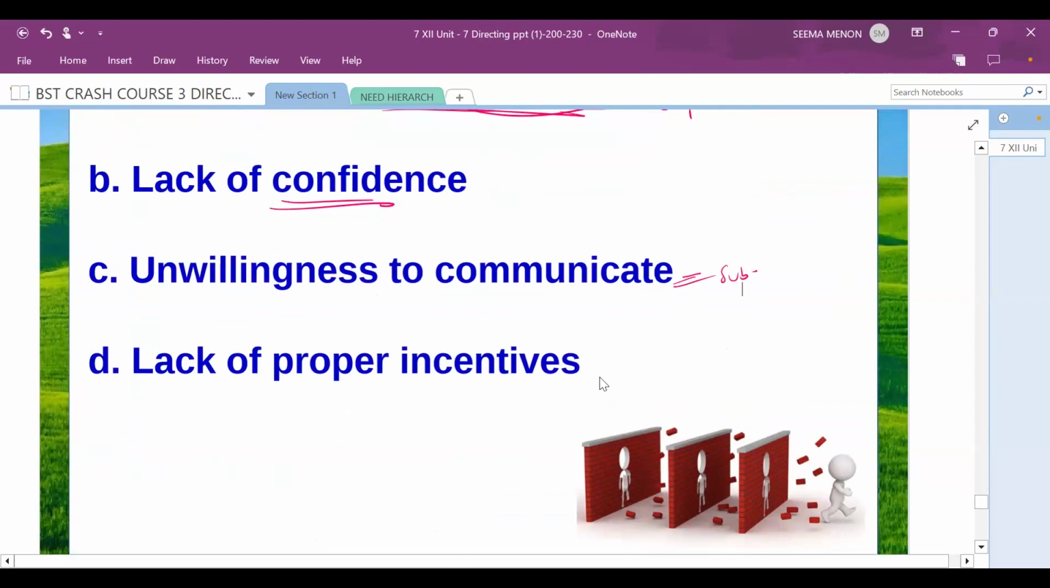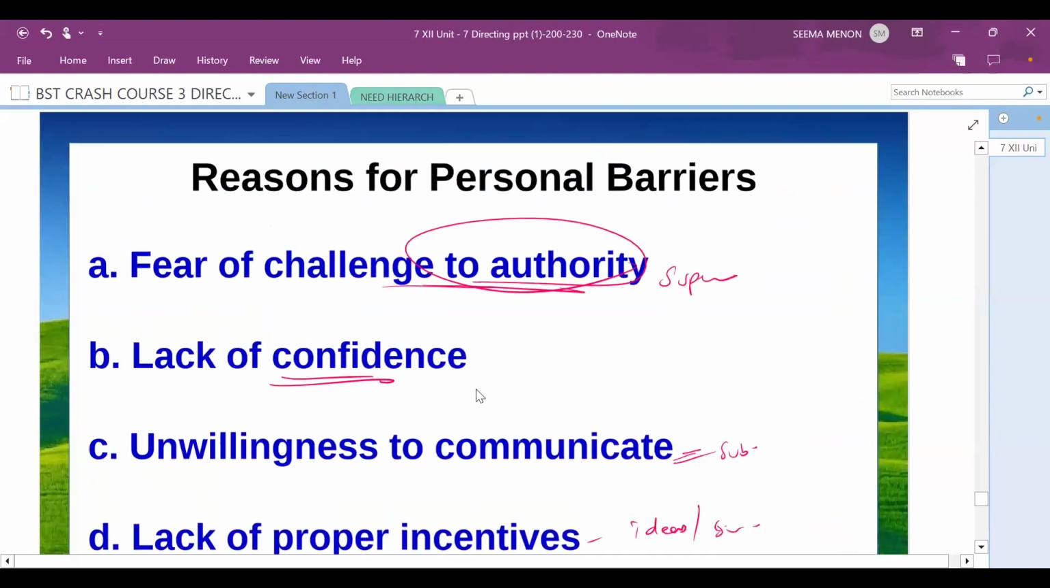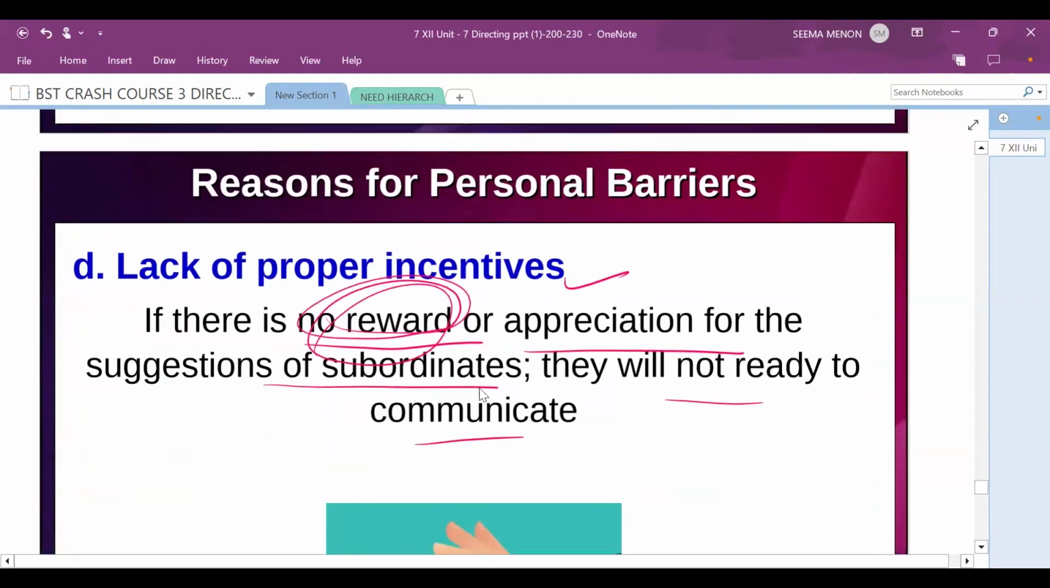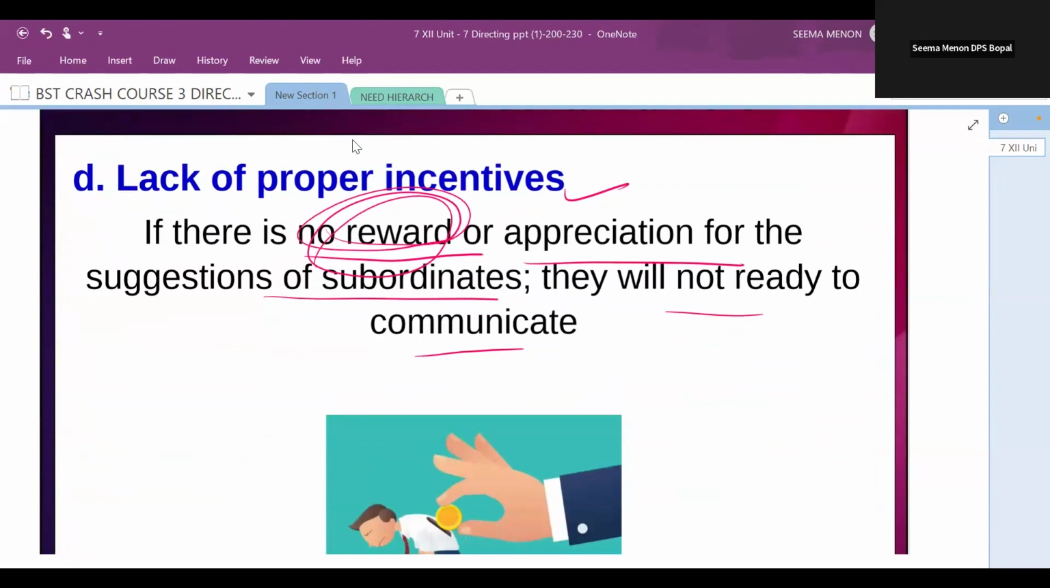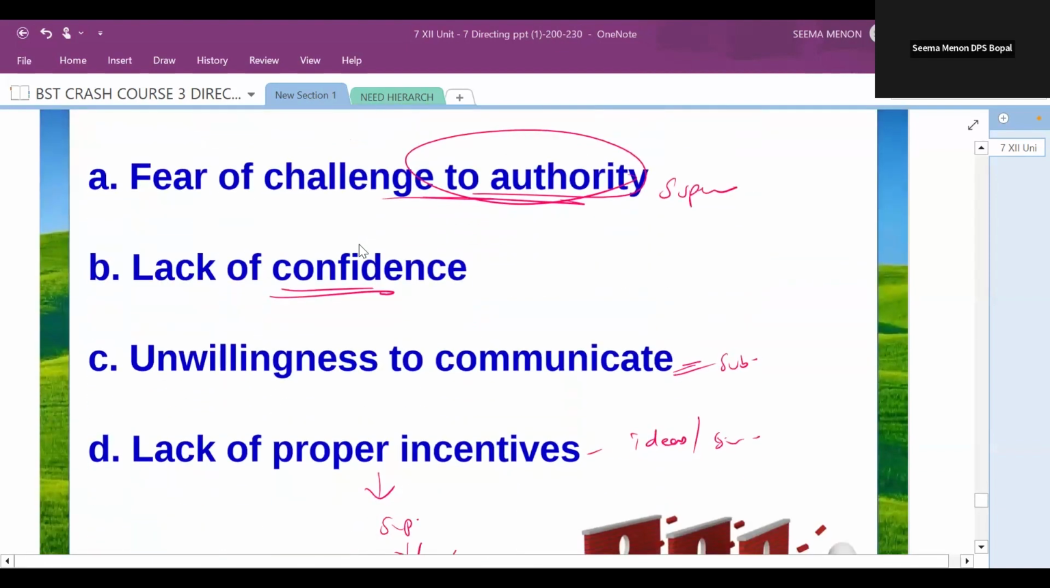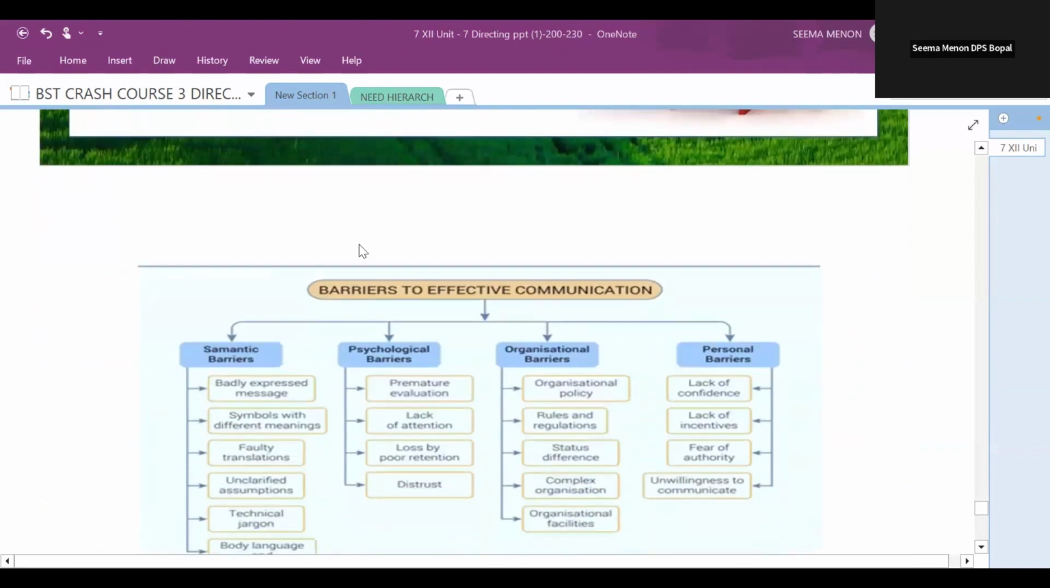Lack of proper incentive, because subordinates are giving ideas, good suggestions and so on, but never the superiors. Superiors never appreciate. They will not appreciate, will not give any reward, will not give any award. Because of all this, they will stop giving the ideas. They will not communicate at all. They will think, leave it, what to do. Like that thinking comes to the mind of the subordinate. So that is not good for the growth of organizations. I hope you are able to understand whatever we discussed.